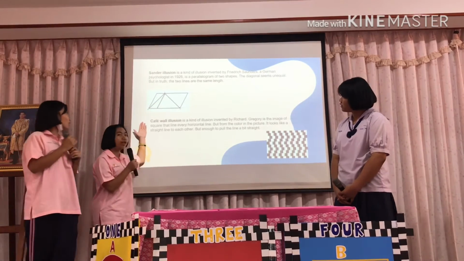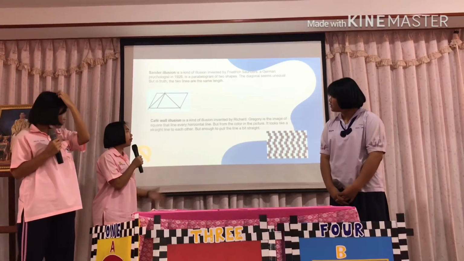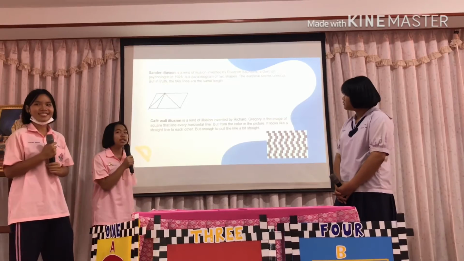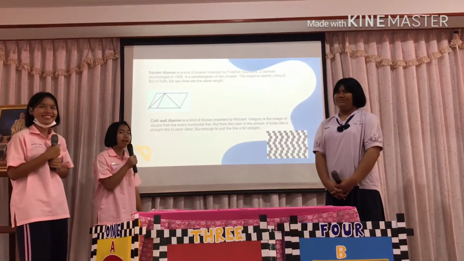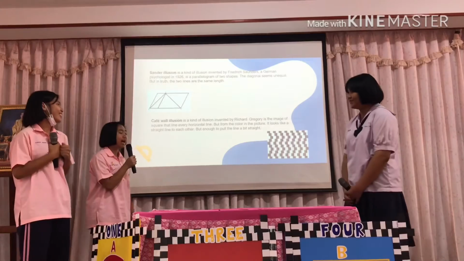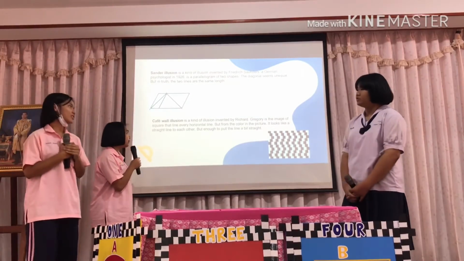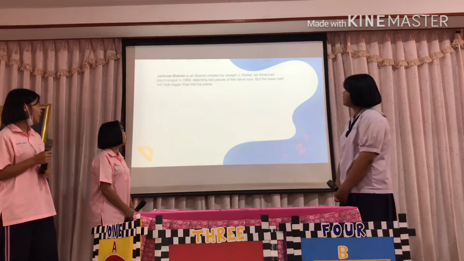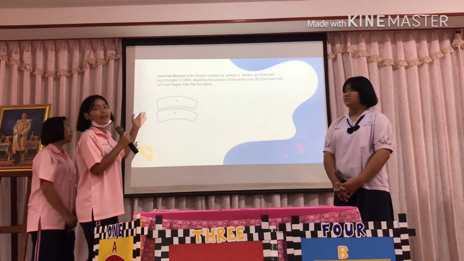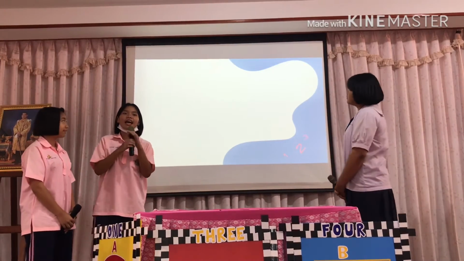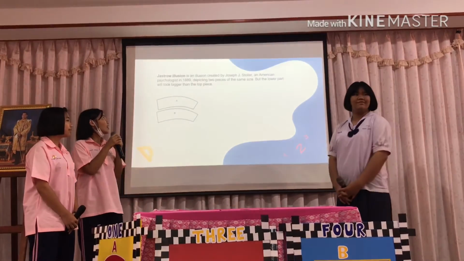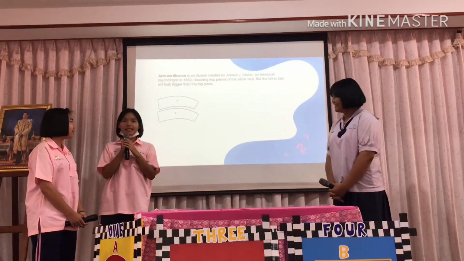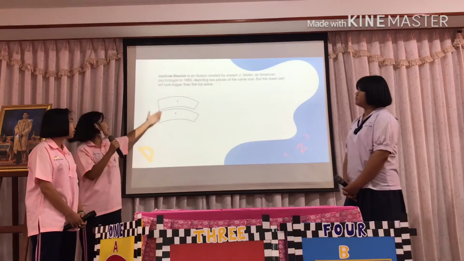Second, the Hering illusion is a kind of illusion invented by Ewald Hering. It is an image where every horizontal line looks curved because of the colors in the picture, but the lines are actually straight. The Ponzo illusion is an illusion created by Joseph Jastrow, an American psychologist in 1889, depicting two pieces of the same size, but the lower part will look bigger than the top piece.